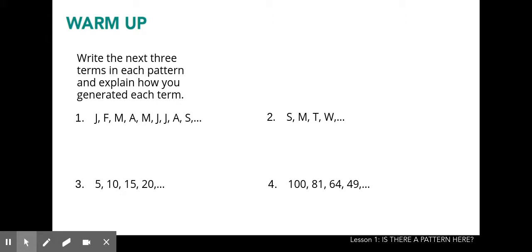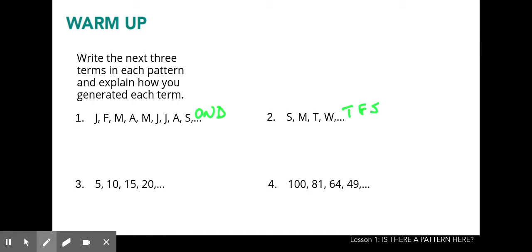Well, hopefully in number 1, you recognized that these were the months of the year, or the first letters for the months of the year. So we have January, February, March, April, May, June, July, August, September. Then the next 3 would be October, November, and December. And if you got that, then you probably figured out that the next one was days of the week. Sunday, Monday, Tuesday, Wednesday. Then we would have had Thursday, Friday, and Saturday.